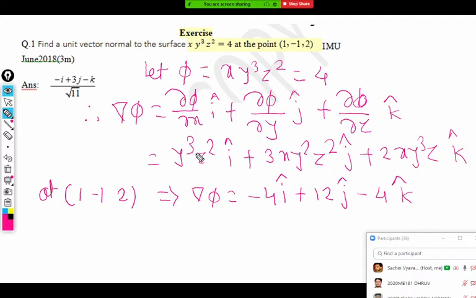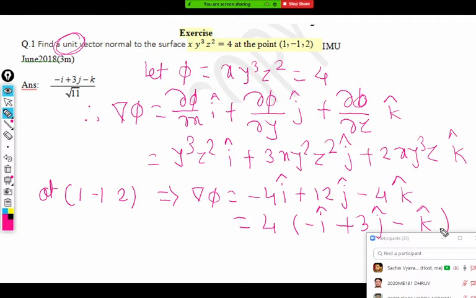So step number 1, general normal vector. Step 2, we get a particular normal vector at a particular point, but the question is about the unit normal vector. So I can write this vector like this. I will take 4 as a common factor, and we can write it as 4 times minus i cap plus 3j cap minus k cap. This 4 is just a common multiple of the components.